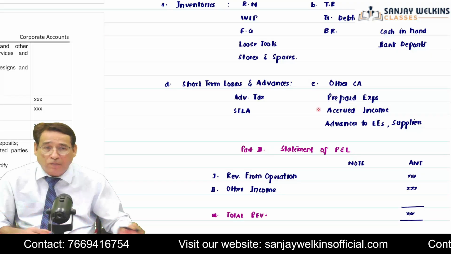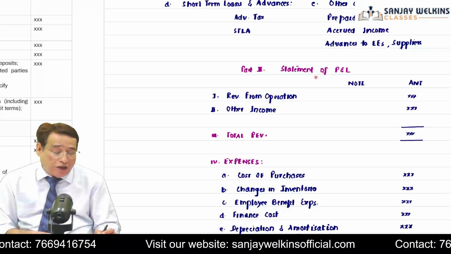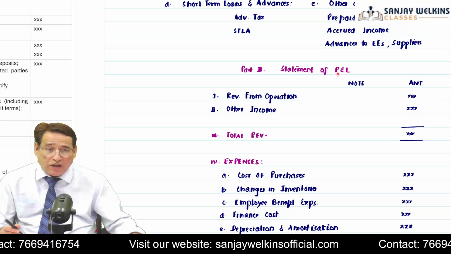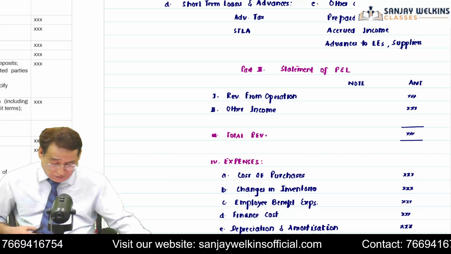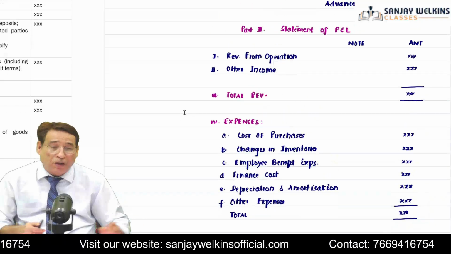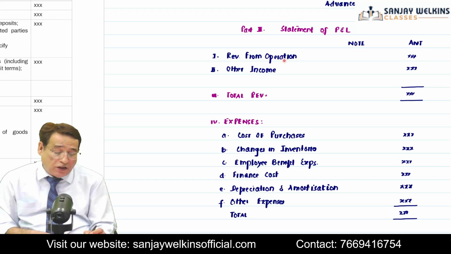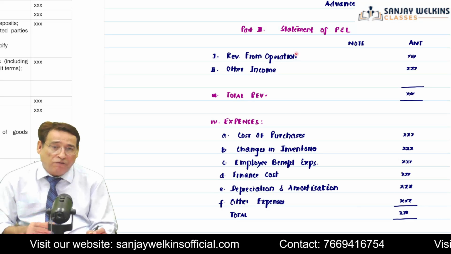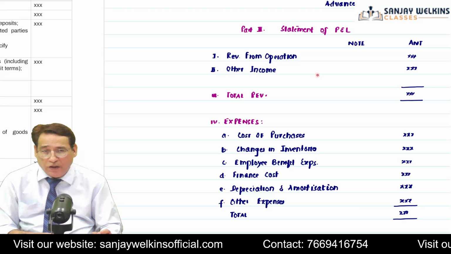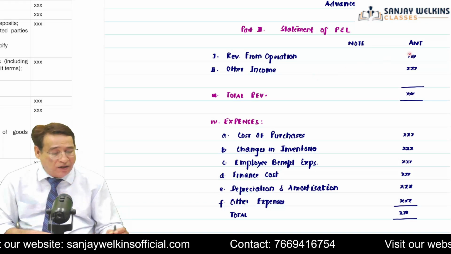That is how we are supposed to prepare the balance sheet. Then, under part 2, we will have to prepare the statement of P&L. I have already told you the financial statement needs to be prepared in vertical format. Is it clear to you? When we prepare the statement of P&L, the first point is that we need to write revenue from operation. When we say revenue from operation, it means revenue through sale of products or rendering of services. Is it clear to you?